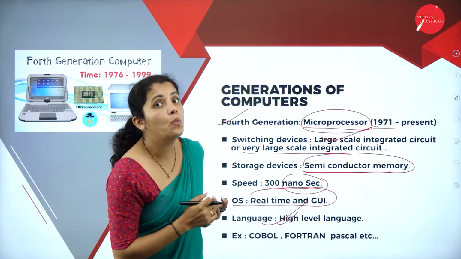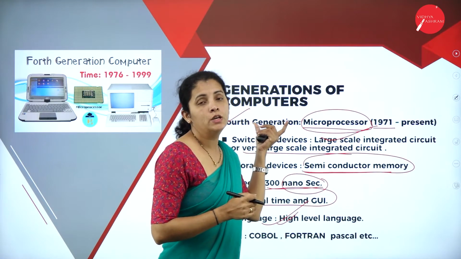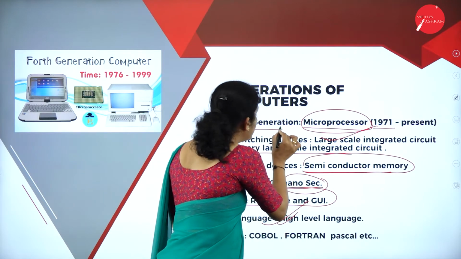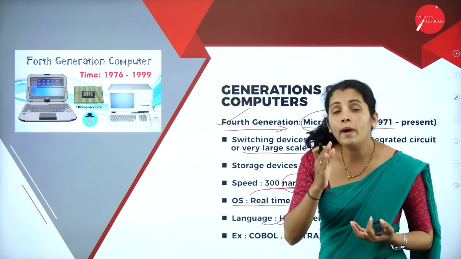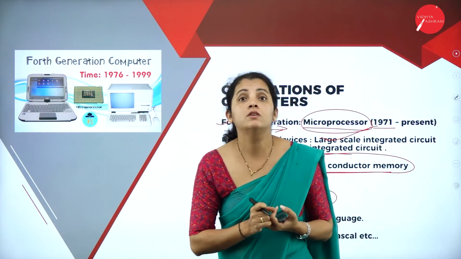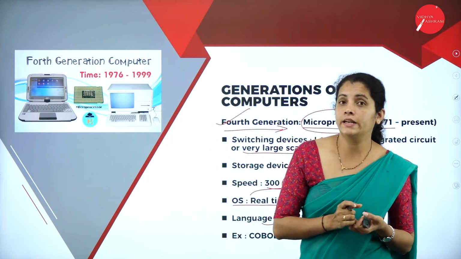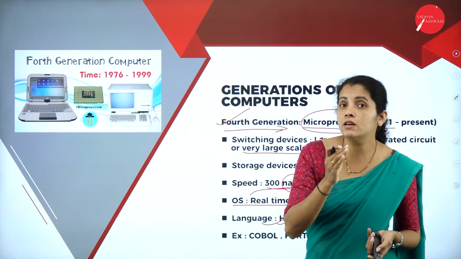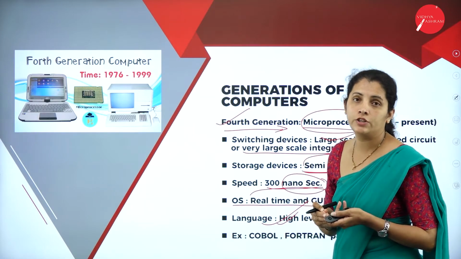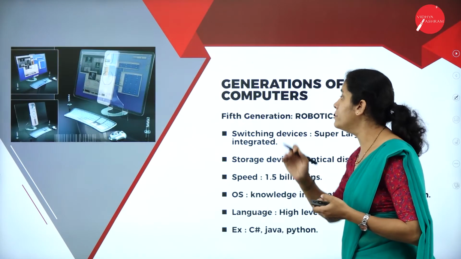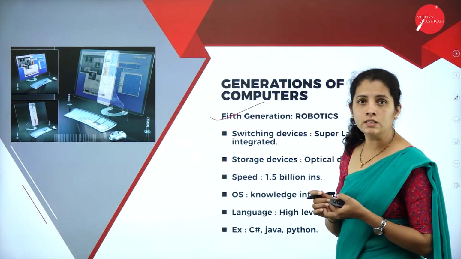Now tell me, what are the disadvantages of fourth generation computer? The disadvantage of fourth generation computer is, to manufacture microprocessor we require new technology and sophisticated technology. So this is one of the main disadvantages of fourth generation computer system. Moving further, we are going to have fifth generation computer system.